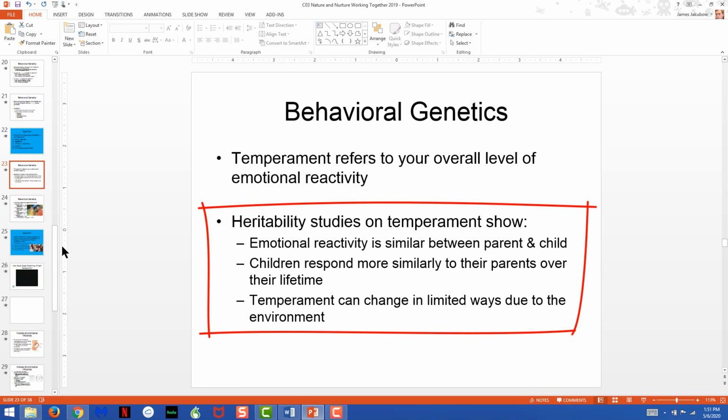There's a great deal of flexibility between how the environment can manage genes and how the genes can modify your processing of the environment. Nothing is completely set in stone, but you can make these reasonable estimates based upon heritability from parents to children on the traits that they show, especially with respect to temperament.